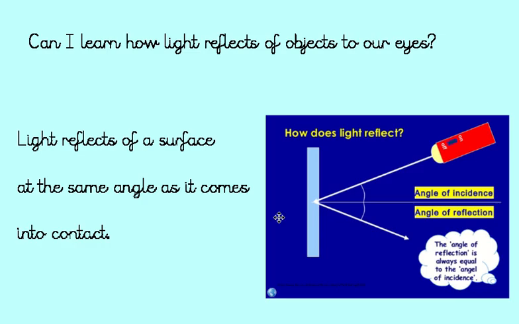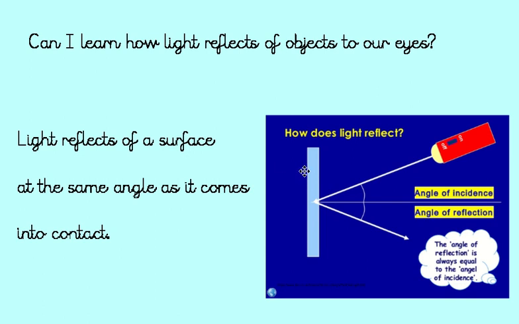Okay, so we looked at that mirror there, and we saw that light can reflect off lots of surfaces, like a mirror, like a black wall. Although some of the black wall absorbed some of the light, didn't it? And then the light that was left actually went into eyes. So sometimes light does reflect, and when it does reflect, it always reflects off the surface at the same angle as it comes into contact. And that's what we're going to learn about today.